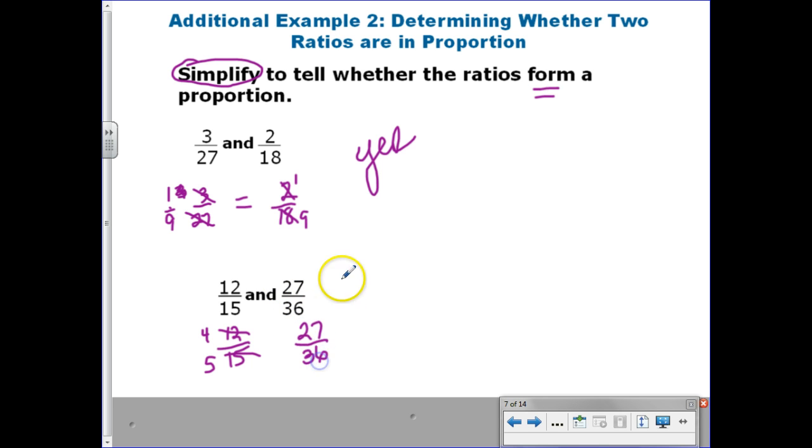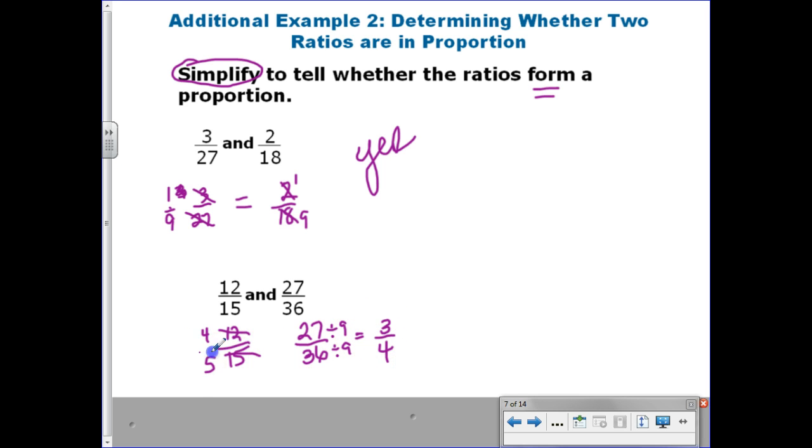27/36? Hey, it looks like there's a 9 in common. I know some of you prefer writing it this way, so let me write it this way if this is more comfortable for you than the way that I simplify here. Dividing a factor of 9 out of the numerator and the denominator would give me 3/4.